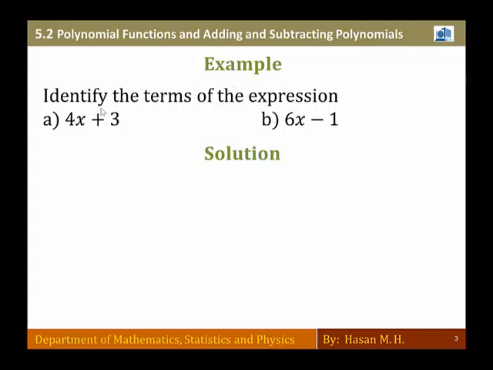Example: identify the terms of the expression. A: 4x plus 3. B: 6x minus 1. The terms of A, 4x plus 3, are 4x and 3. The terms for B, 6x minus 1, are 6x and negative 1.